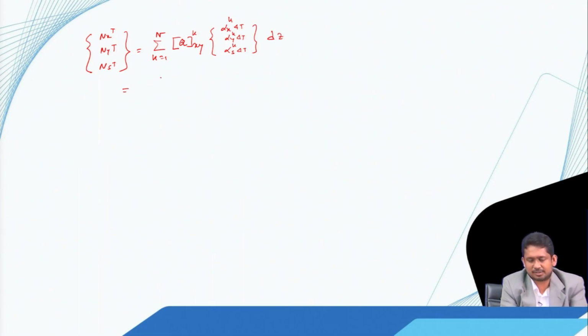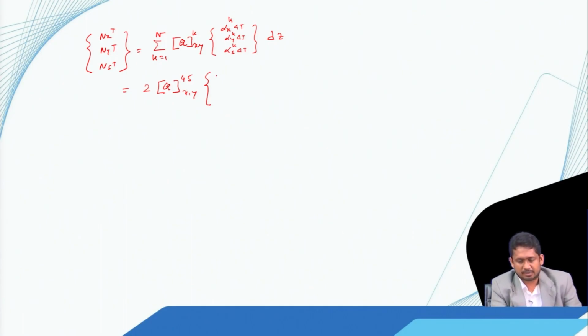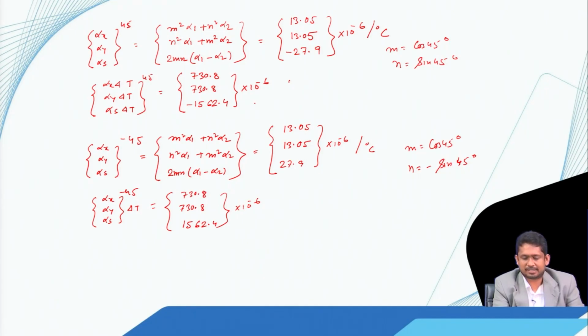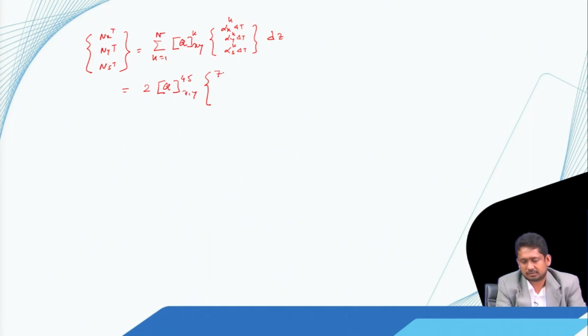So, if I do that, here what we get is 2 multiplied by Q matrix for the 45 degree ply in the xy system multiplied by the free thermal strains, 730.8, minus 1562.4 into 10 to the power minus 6.